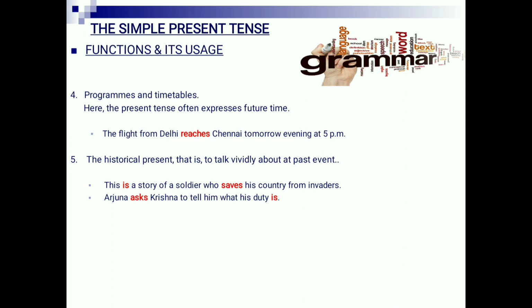Here again simple present tense comes. Arjuna asks Krishna. Maybe there is any shlok, and in that shlok Arjuna is asking some questions to Krishna, and here in the explanation that person is using Arjuna asks Krishna to tell him what his duty is. So here we can use simple present tense. So I hope the usage and functions of simple present tense is clear to you.